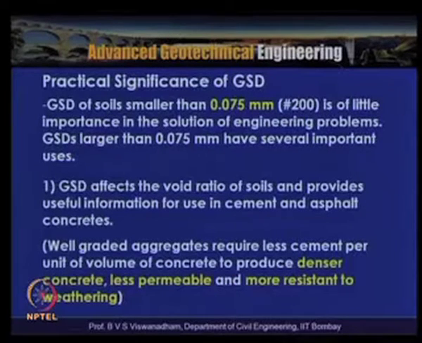Well graded aggregates require less cement because they have less void spaces, and if you have uniformly graded aggregates, then it requires more cement and it tends to become uneconomical and then less load bearing. So, well graded aggregates require less cement per unit volume of concrete to produce denser concrete, and it is less permeable and more resistant to weathering.